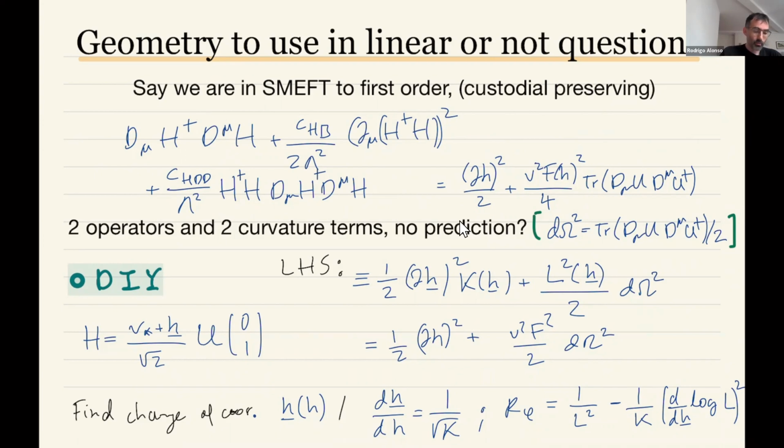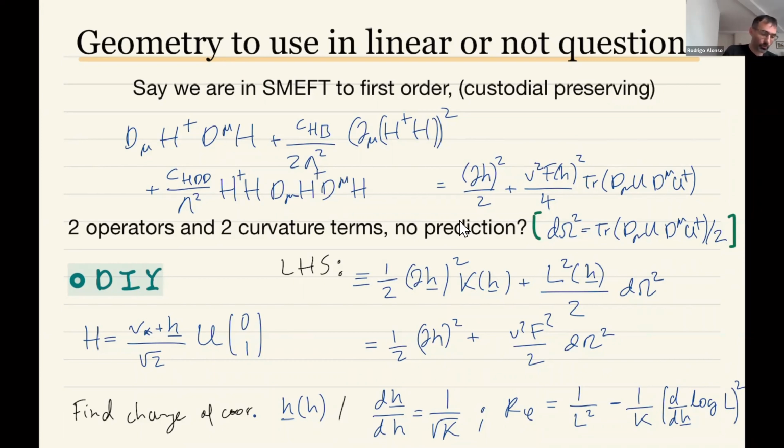You may think, well, we just wrote amplitudes in terms of these two elements of the curvature, R phi and R h. So maybe there's no prediction because we also have two operators in here. But you can actually do the exercise explicitly in a number of ways and realize that it's only one physical parameter entering at the end of the day.